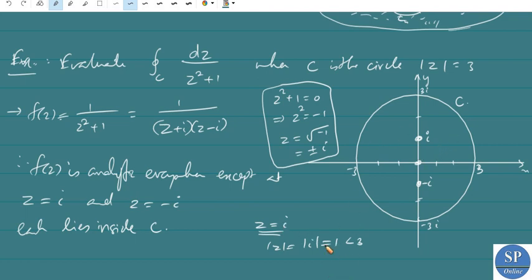Okay. So from this we can say that this point lies inside C. Also for the second point, z is equal to minus I. Here also we have, when z equal to minus I, we have mod z is equal to mod minus I. This is also 1, which is less than 3. So z equal to minus I also lies inside C.